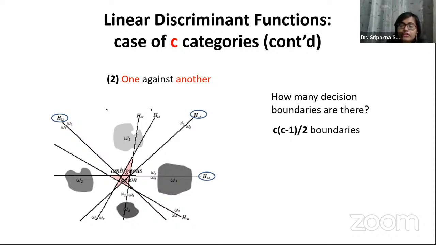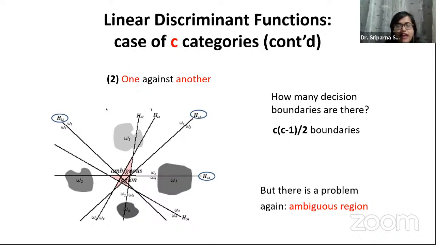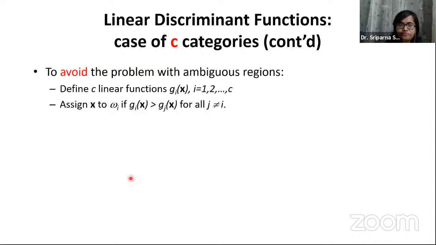So more decision boundaries are needed if you are doing it in the concept of one against another. And earlier the problem was the ambiguous region. Here also we have this problem of ambiguous region. So that again stays over here. Now, as you have a problem, what you need to do? You need to have one solution to the problem.